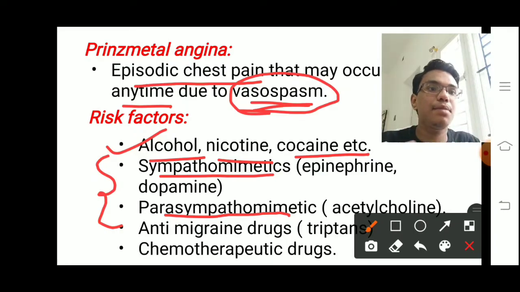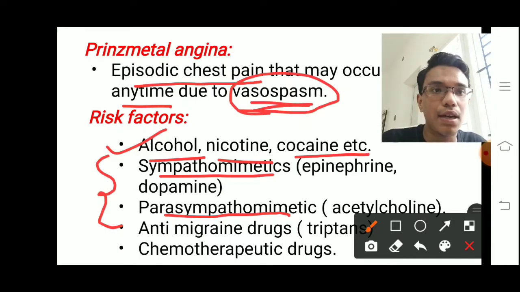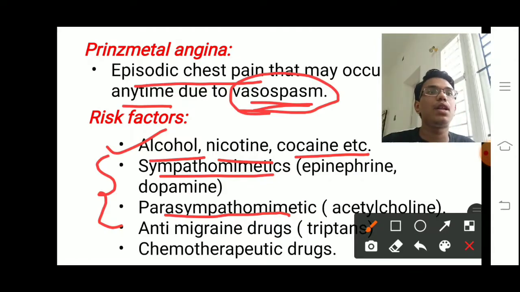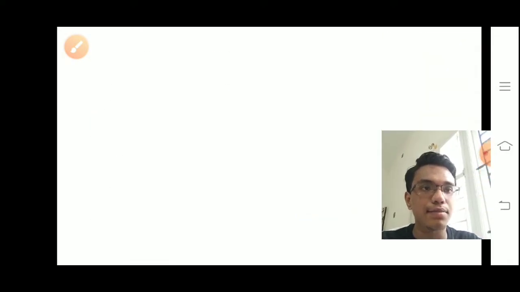Now, how can parasympathomimetics like acetylcholine and methacholine cause vasoconstriction? Generally, we know the parasympathomimetics like acetylcholine will cause vasodilation, blood vessel dilation will occur. But here, due to some reason which I will be telling a bit later, parasympathomimetics also will cause vasoconstriction. Okay. And the other causes are anti-migraine drugs and chemotherapeutic drugs. So, this is the pathophysiology behind this.